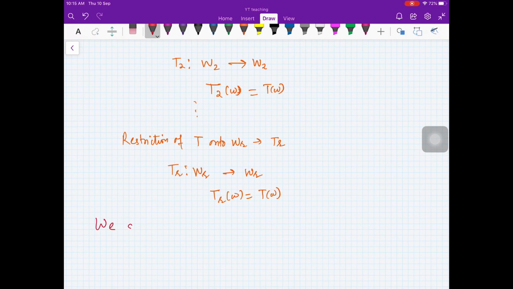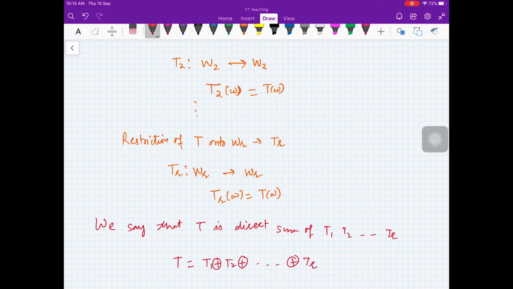We say that T is the direct sum of T1, T2, TR, and write it as T is equal to T1 direct sum T2 direct sum TR. Okay, this is the notation. So whenever you have this, it means that you have a T invariant direct sum decomposition of the space V, and T1, T2, TR are the restrictions of T onto the subspaces W1, W2, WR, right?